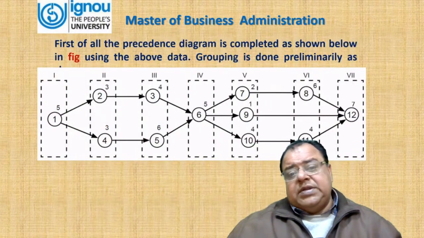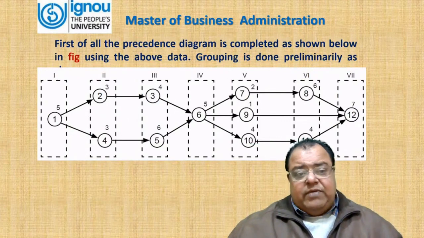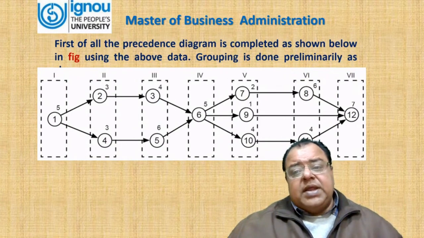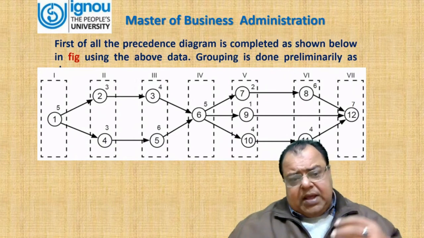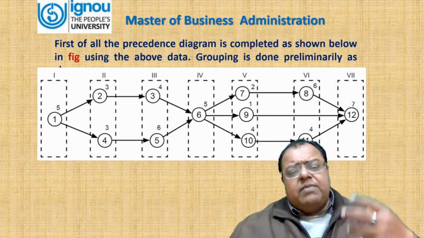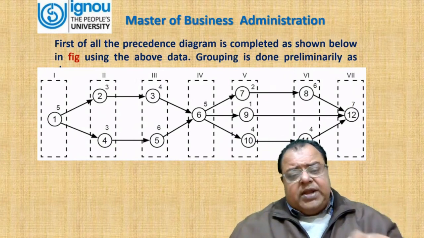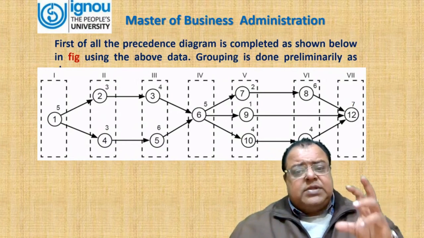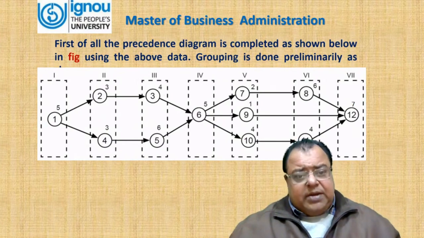First of all, the precedence diagram is completed as shown, as we have discussed. Grouping is done primarily as per the diagram we found. So these dotted boxes are clubbed. That means the grouping has been done.